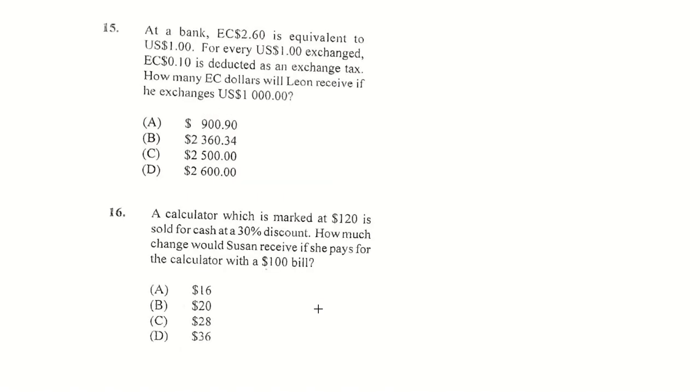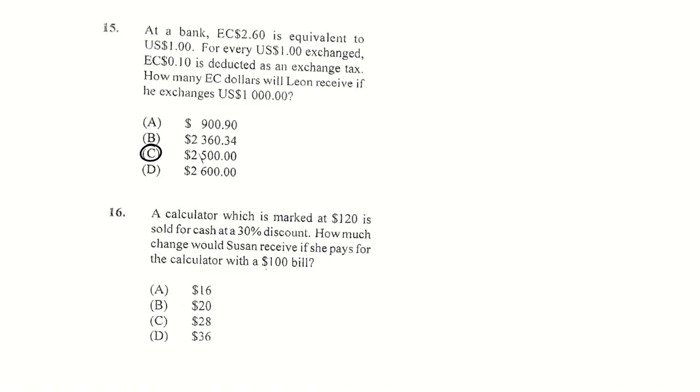Alright, then number 15. This is a repeated question. We just now did it. They said $2.60 is equivalent to 1 US, but if you're using the bank, you're being deducted 10% tax, and they want to know how much is 1,000 US. It's 2,500. We just now did this question as well.